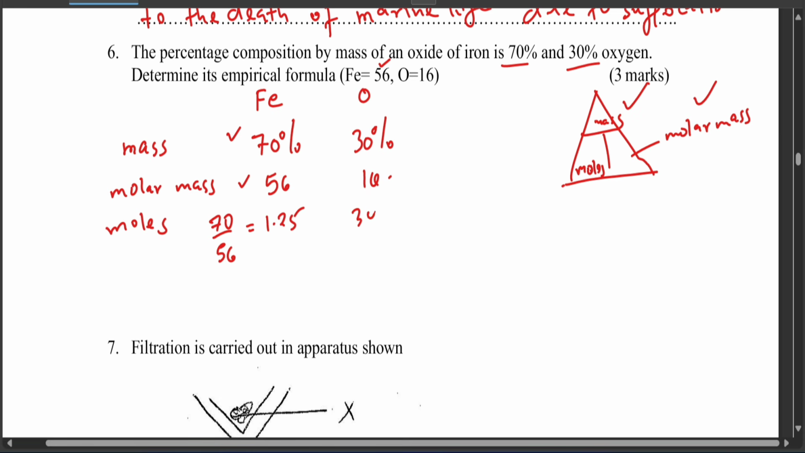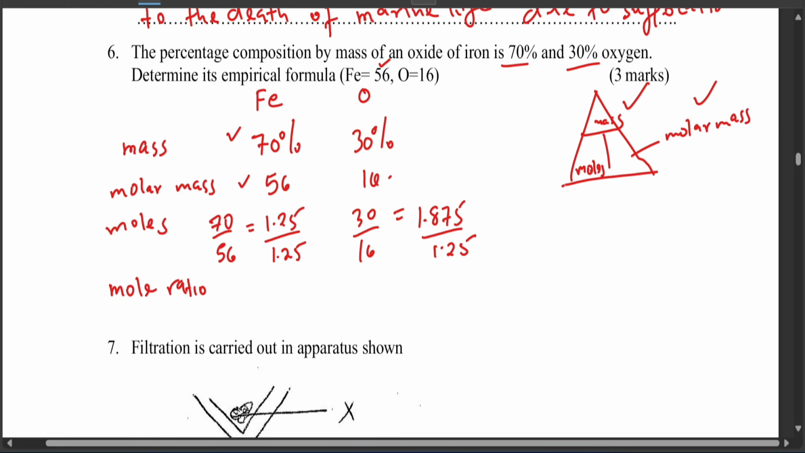For the other one it is 30 divided by 16, which is mass over molar mass. So 30 divided by 16 will give us 1.875. Now after that, we search for something called the mole ratio. And how do you get the mole ratio? You divide both the 1.25 and the 1.875 by the lowest, and the lowest is 1.25. Let me just write it here so that you can see it.